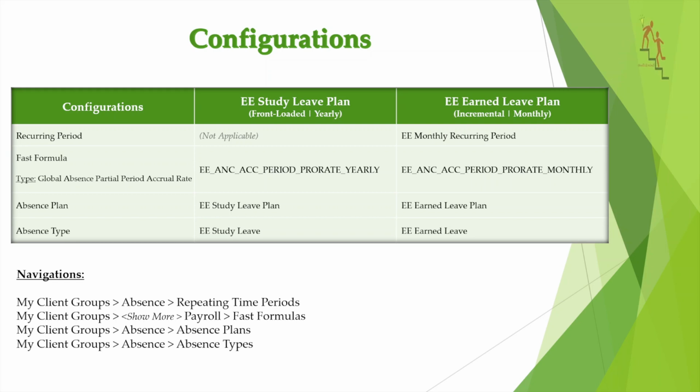The next step is to create the absence plan. We will assign the recurring period and fast formula here. And the final step is to create the absence type, and we will assign the absence plan here. I have provided the navigations to do these configurations for reference. You can also find these formulas in the description of this video as downloadable content for reference.